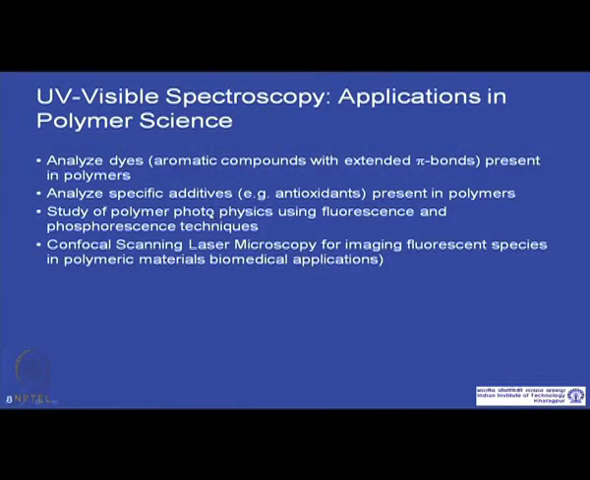There are a few more examples, like dyes. Sometimes we use dyes in polymers for coloration, so we can analyze the amount of dyes present. We can also analyze specific additives where the additives are UV visible active. So, basically we can use UV visible spectroscopy for this sort of use in polymer science.